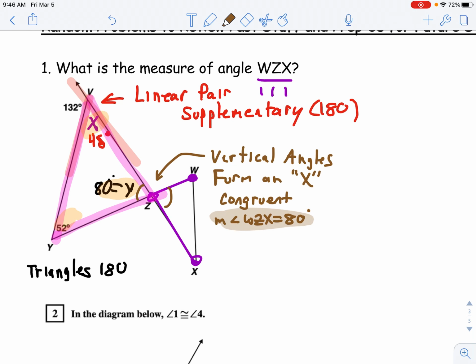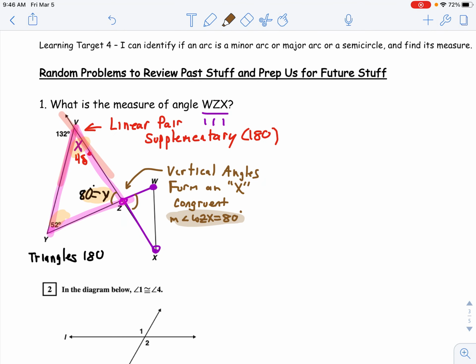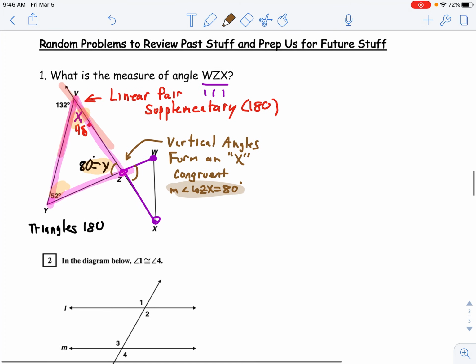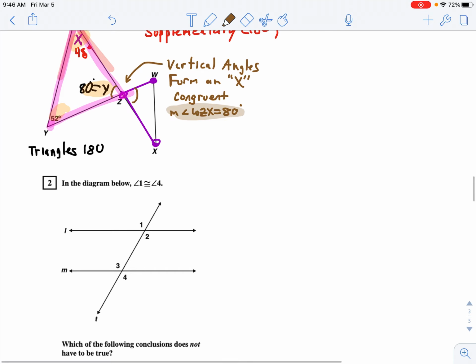What I like about this one is since we have a linear pair, triangle sum theorem, and vertical angles, these are just random stuff that we're talking about that's going to help us have success in the future in this class. Next one, in the diagram below, angle 1 is congruent to angle 2. So let's just start talking about things before I even look at other stuff. Angle 1 and angle 4. Angle 1 is congruent to angle 4.